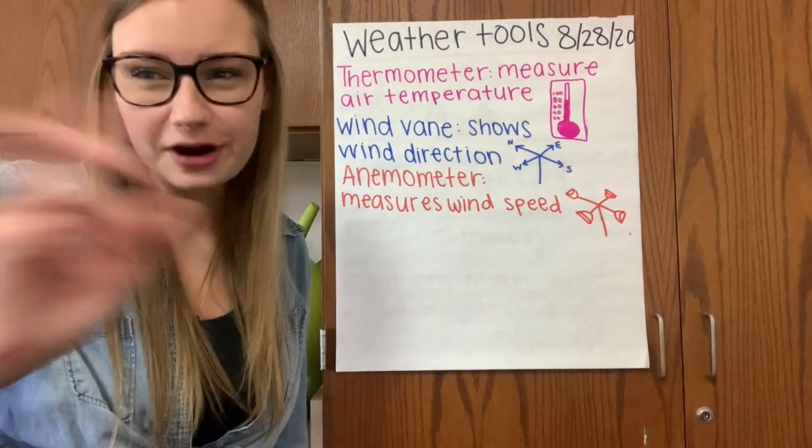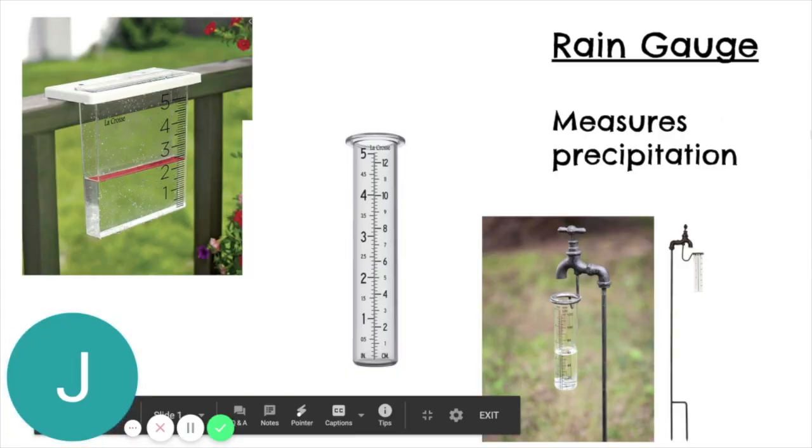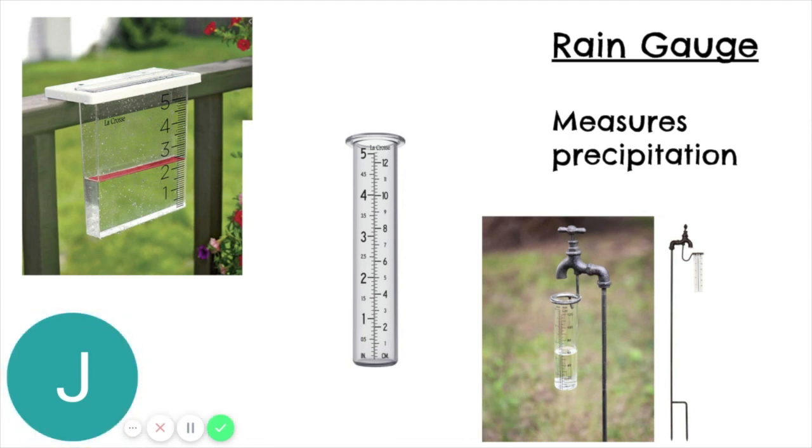All right, one more. This is a rain gauge. It measures precipitation like water or snow or sleet or hail. It collects water just like a bucket or a cup, and it tells you how many inches it has rained or sleeted or snowed. It measures precipitation.